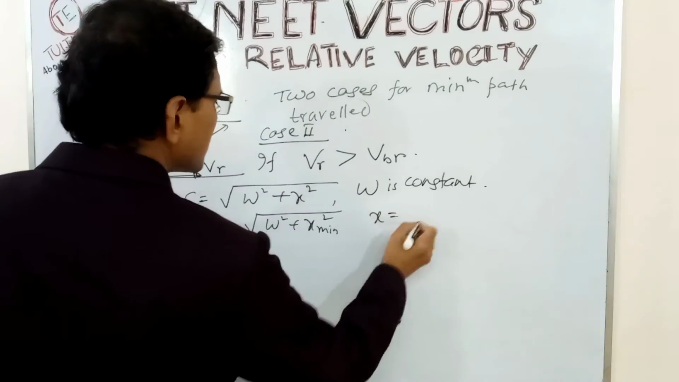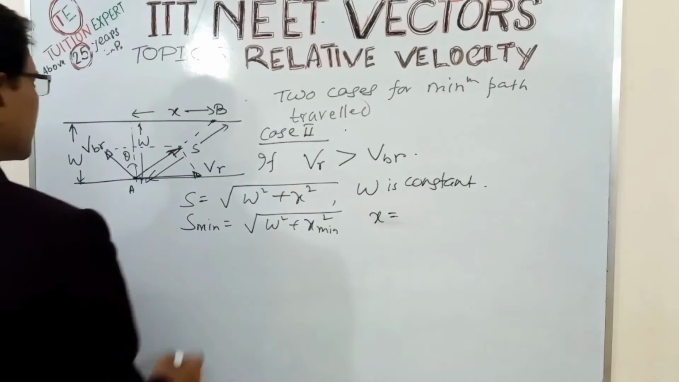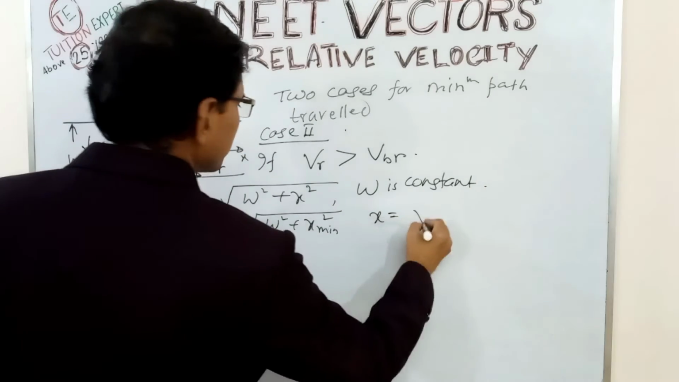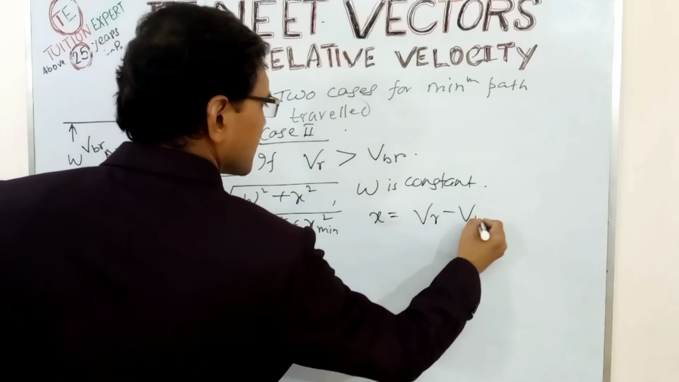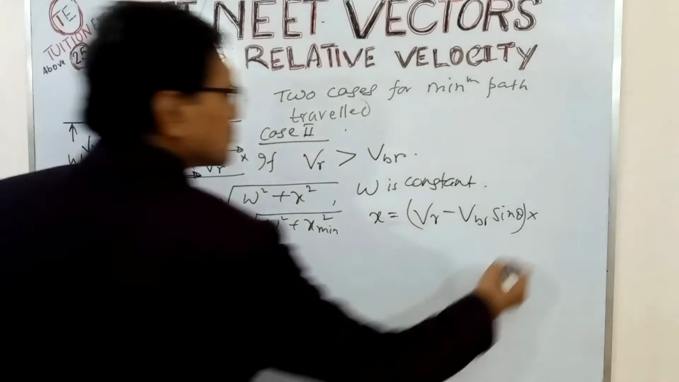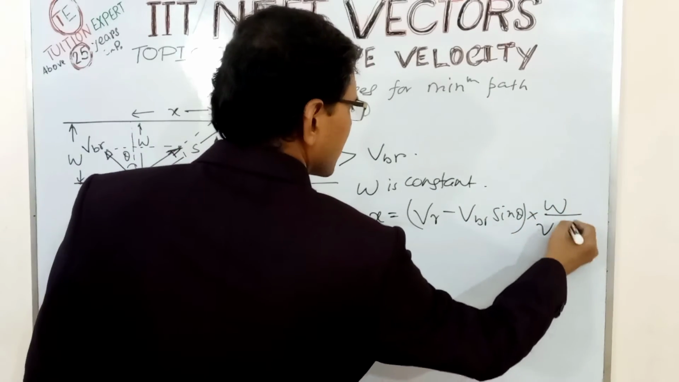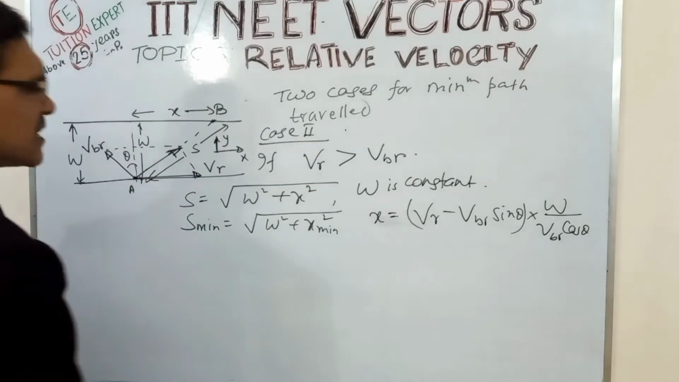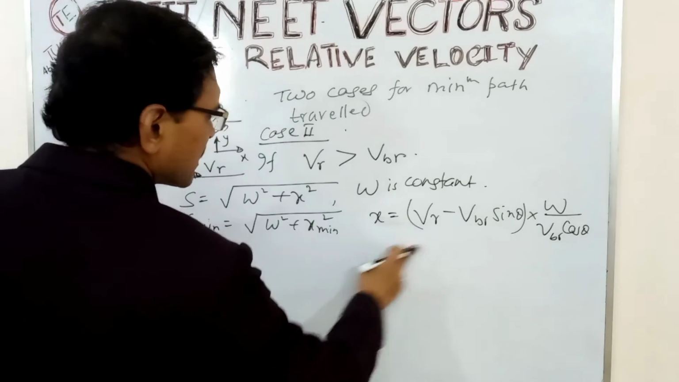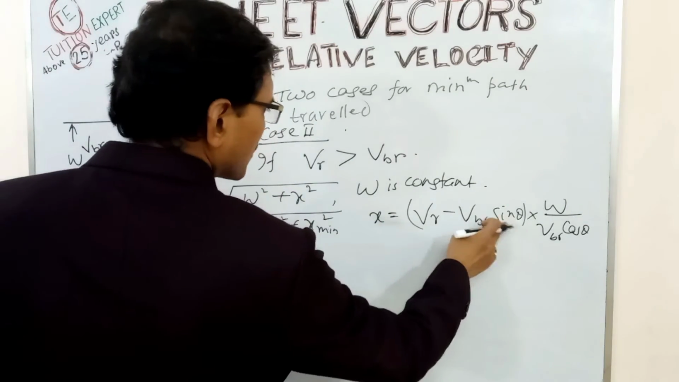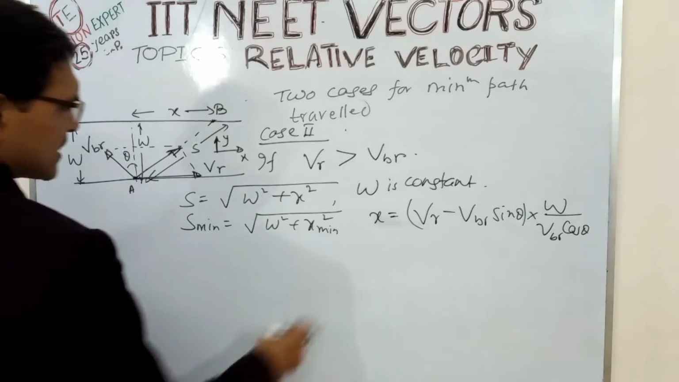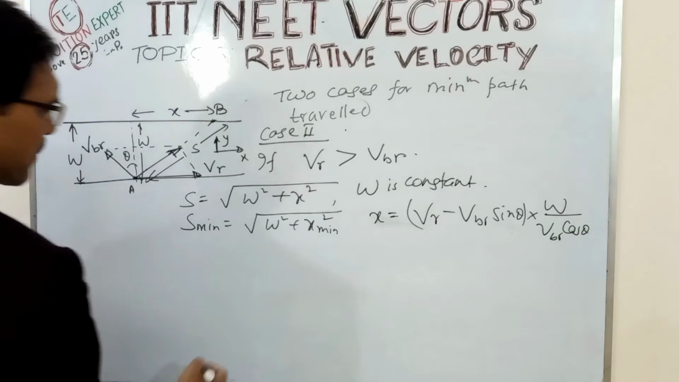x is velocity into time, velocity along the x direction; this is x and this is y. So the velocity is vr minus vbr sin theta, and this velocity into time is x. Now x is variable, variable for the angle theta. So at which angle should the boatman steer such that x is minimum? For that we have to apply the calculus method.